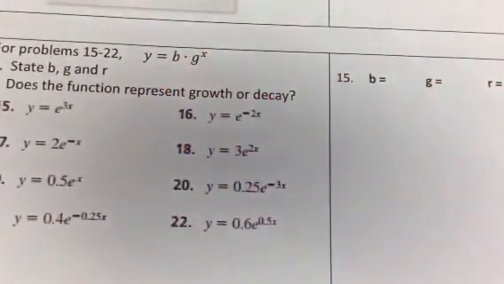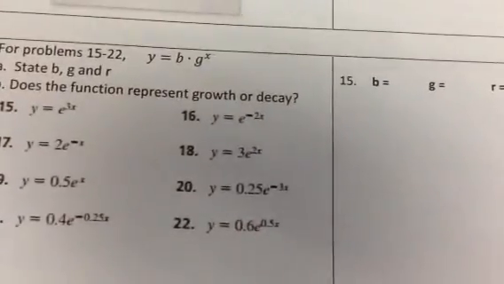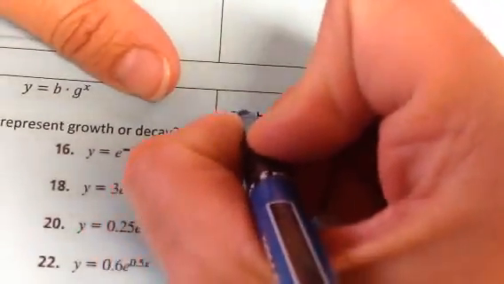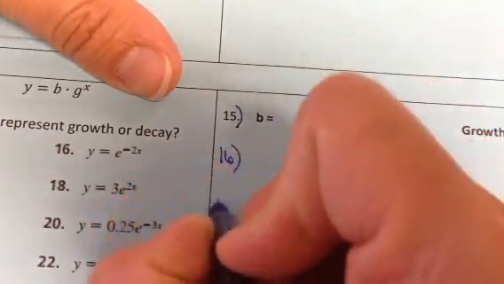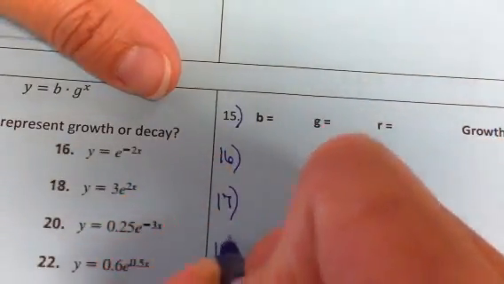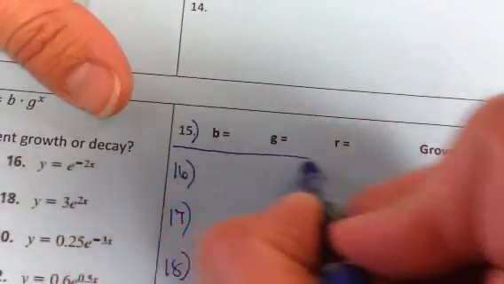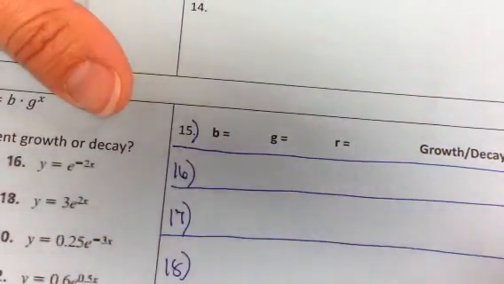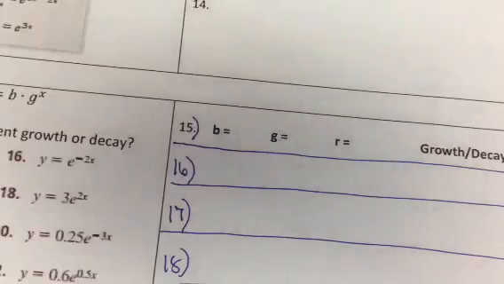Where we're going to spend most of our time, I guess, or do the most examples together is right here. So what I'm going to suggest you do is we're going to number these. So here's 15, 16, 17, 18. Make some rows. And let's try some of these.